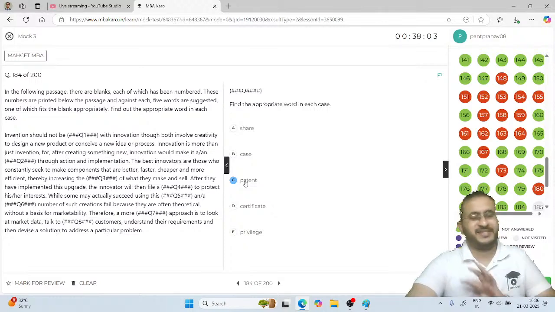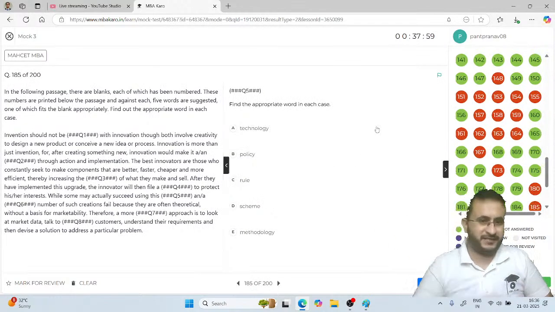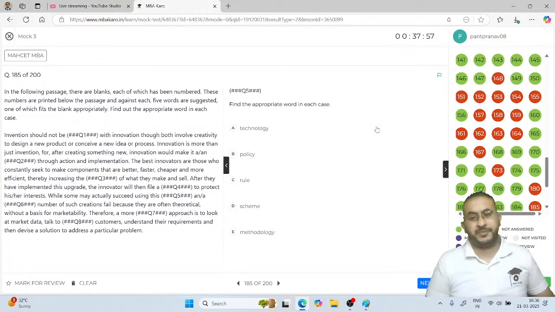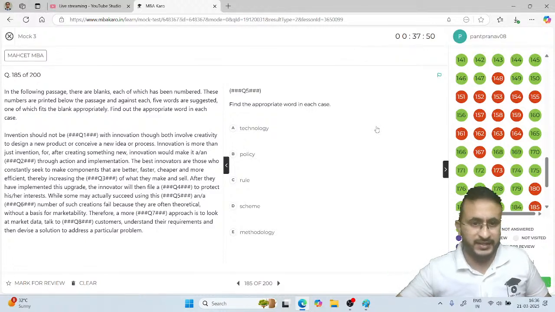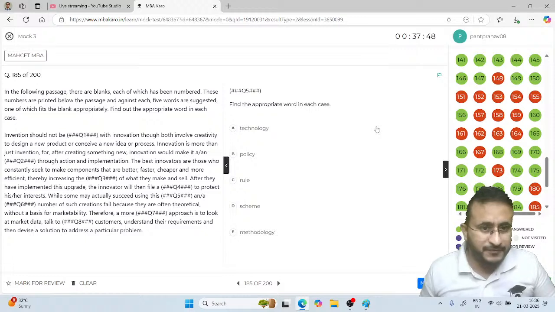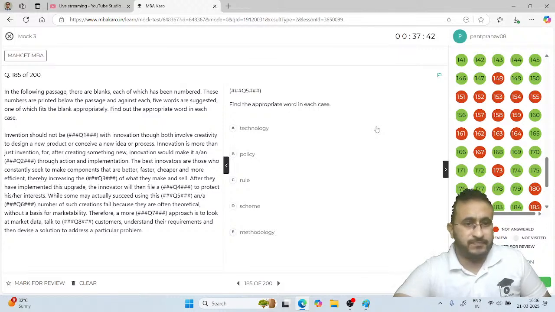Okay, when someone has prepared for CMAT, these words will be more familiar: patent, innovation, invention, difference. Innovation and entrepreneurship is a chapter over there. Okay, so next, the fifth one: to protect his or her interest, while some may actually succeed using this policy, scheme.